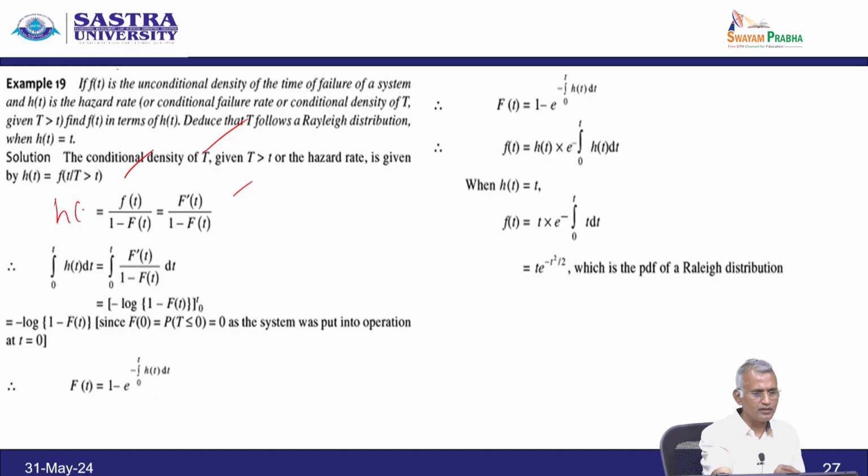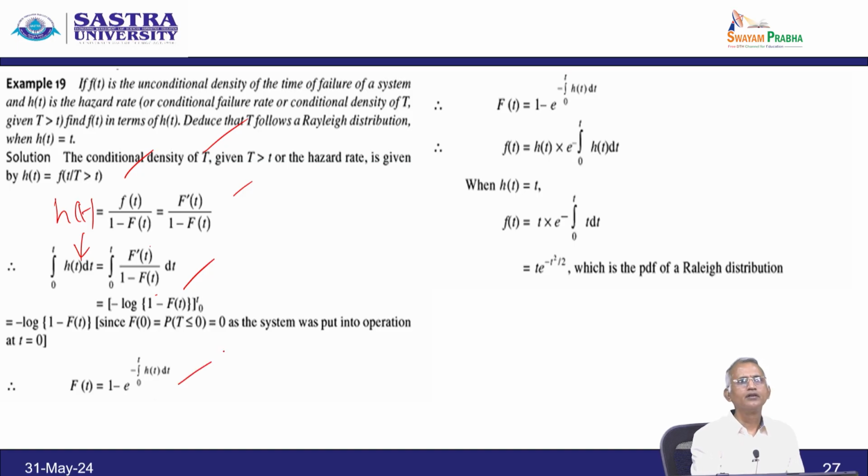Taking the integral on both sides, the integral from 0 to t of h(t) dt equals the integral from 0 to t of F′(t) dt divided by 1 − F(t). Differentiating the denominator gives the numerator, therefore a negative sign: minus log of (1 − F(t)) over the limit 0 to t. Applying the upper limit it becomes 1 − F(t), and the lower limit becomes 0. Therefore, the function reduces to F(t) = 1 − e^(−∫₀ᵗ h(t) dt).